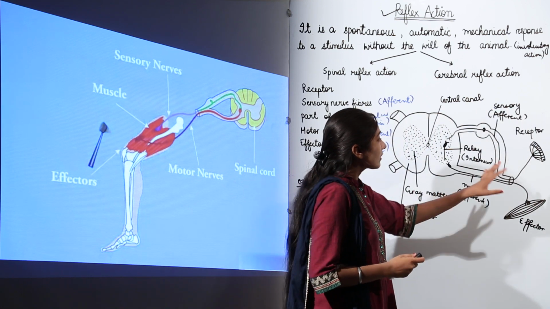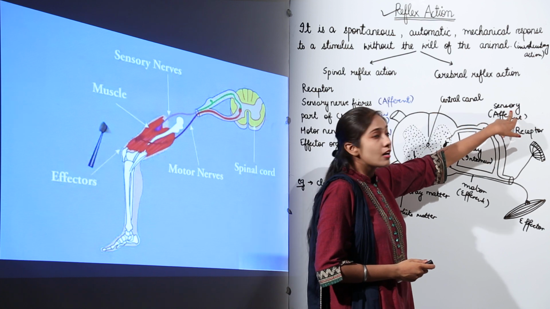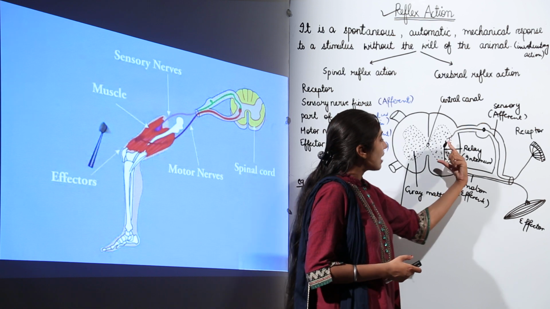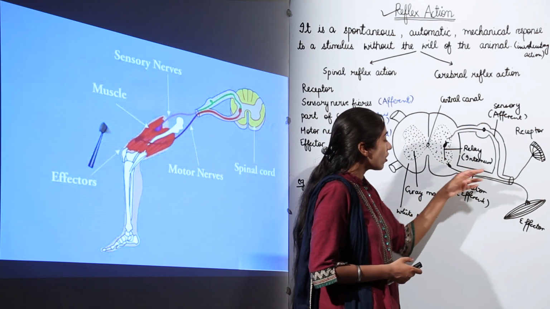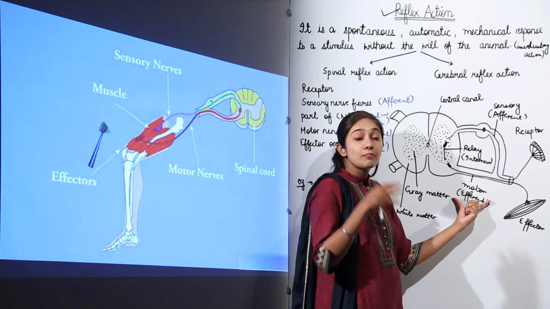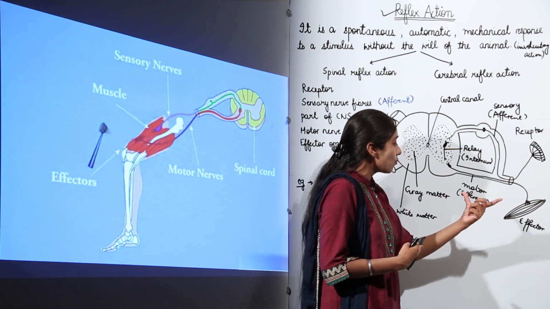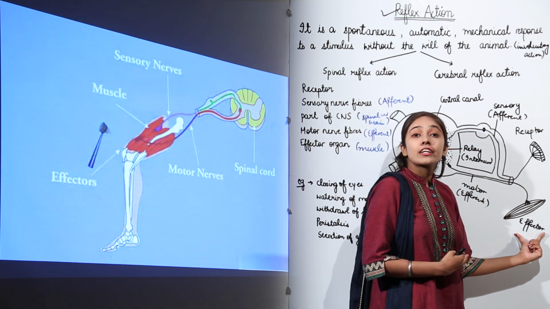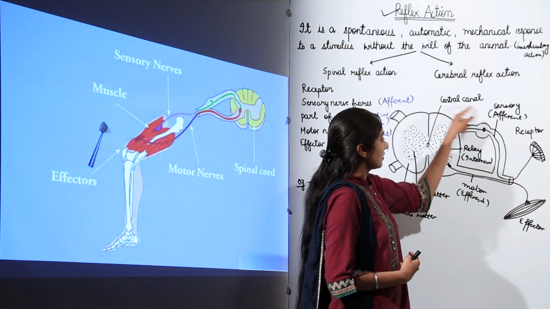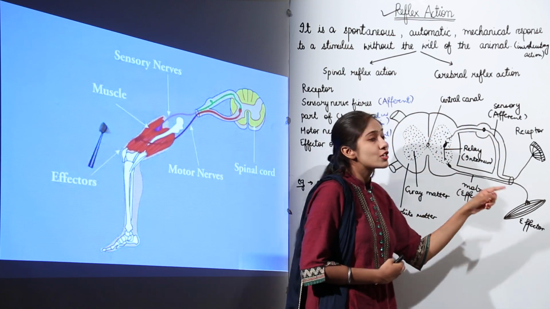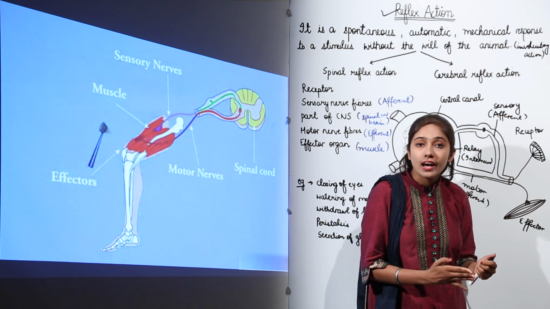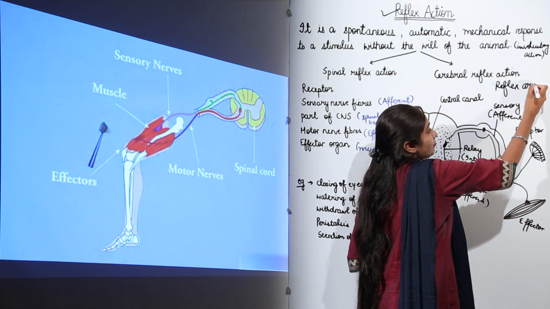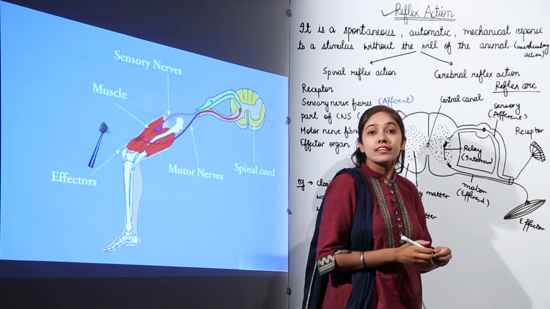What is the path? The path is from the receptor to the sensory nerve fiber, then to the central nervous system, that is the spinal cord region, then we have the relay neuron, that is the interneuron, and then the message that is interpreted is transferred to the motor neuron or the efferent neuron, and then the effector organ. This path followed by the reflex action, we call the reflex arc.